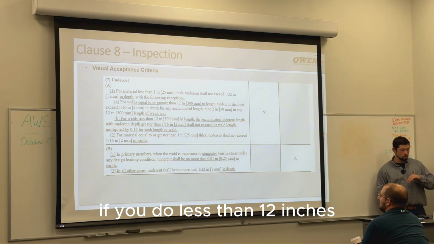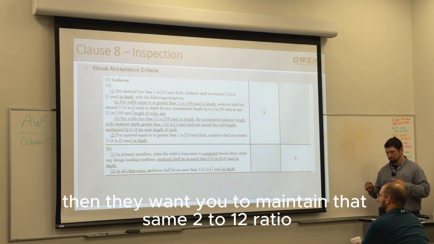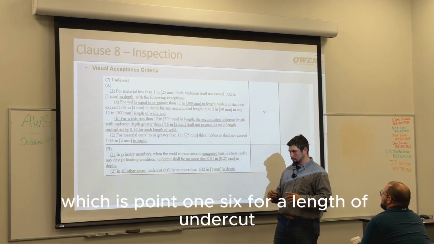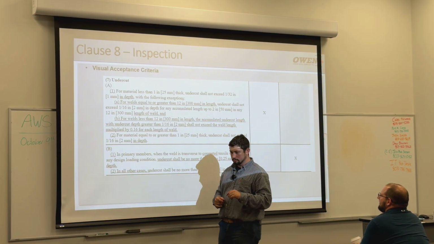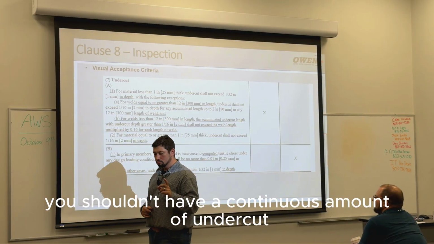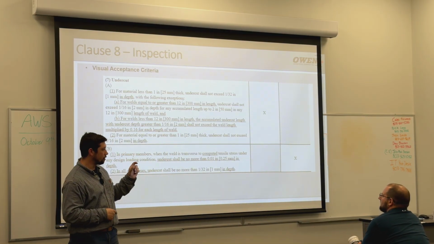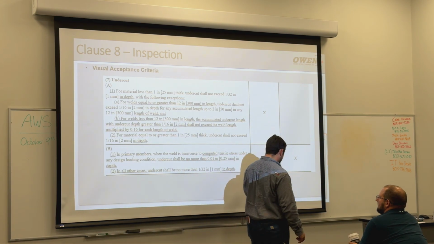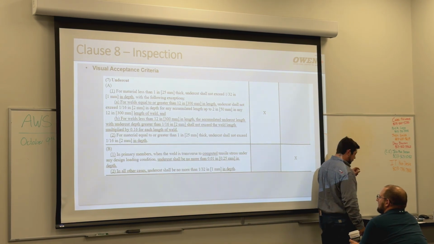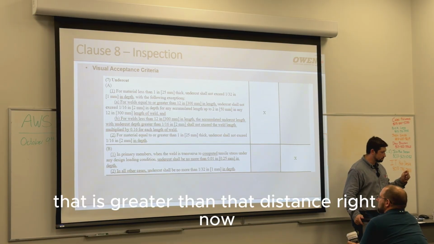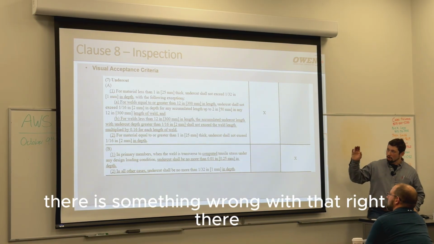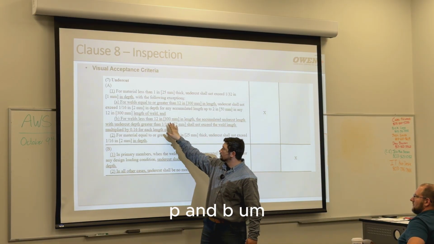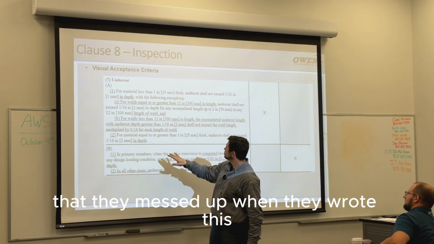If you do less than 12 inches, then they want you to maintain the same 2:12 ratio, which is 0.16 for a length of undercut. You shouldn't have a continuous amount of undercut up to 1/16 of an inch that is greater than that distance, right? Now there is something wrong with that right there, P and B, that they messed up when they wrote this.